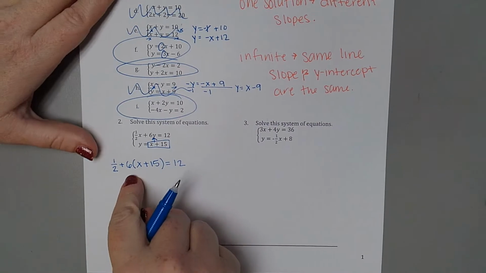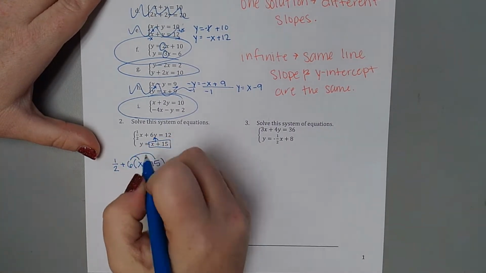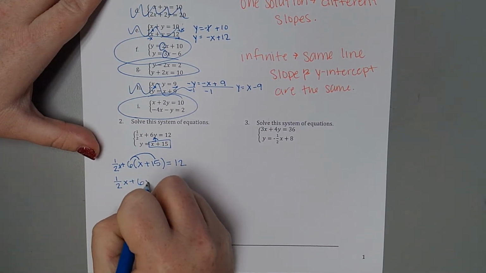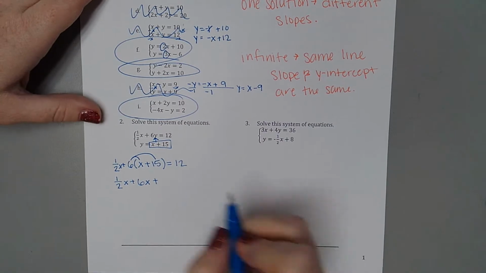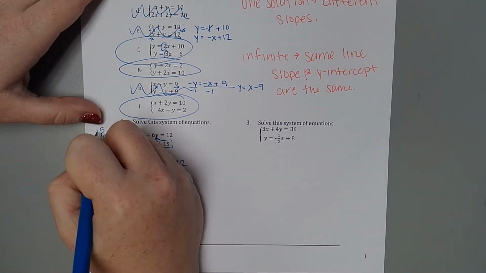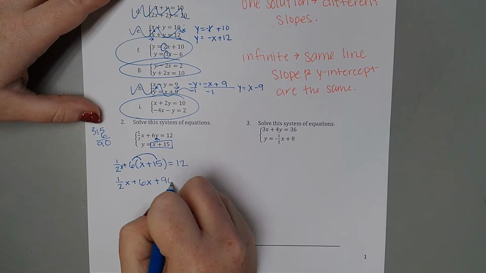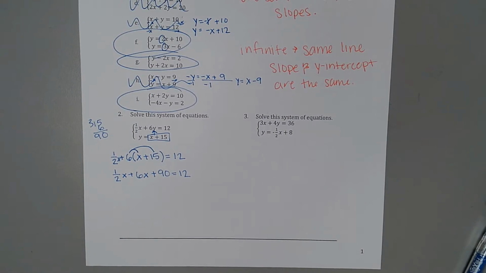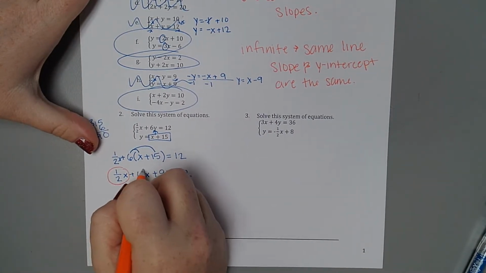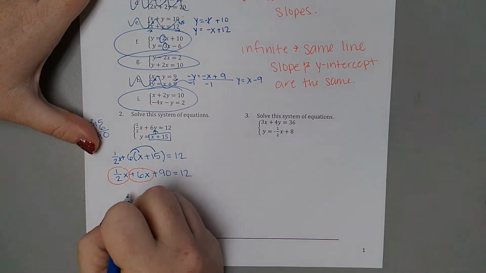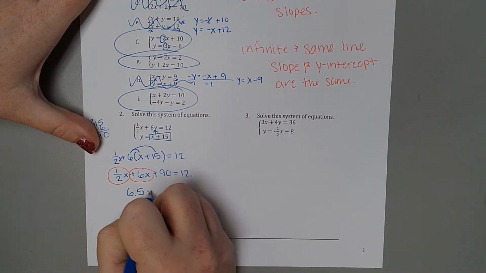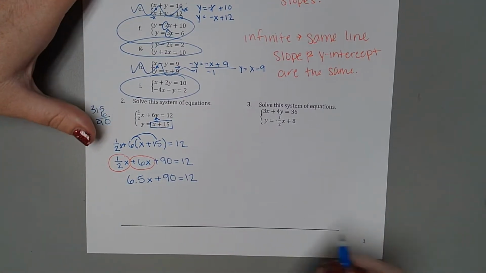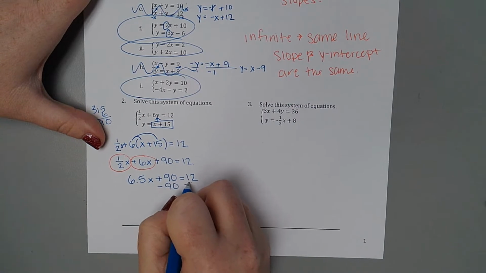Because I have a parenthesis, I need to distribute. So I now have half x plus 6x plus 90 equals 12. I need to combine like terms because I have two x's over here. I have a half of an x and I have a positive 6x, which gives me 6 1/2 x plus 90 equals 12. I need to get my variable by itself, so I'm going to subtract 90 from both sides.